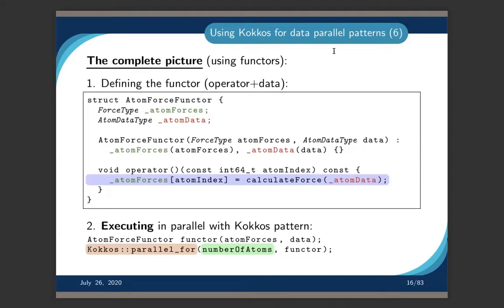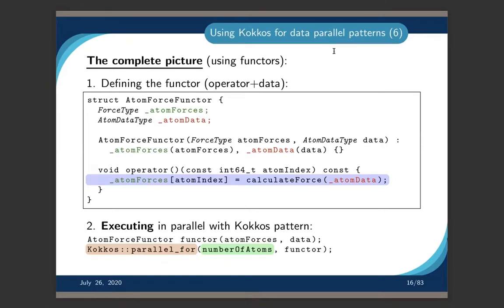So how does that now look completely if you also have the data in there with a functor? So you create that functor, you figure out in that operator, you copy essentially your loop body. And then you figure out what are all the data elements, all the data structures or whatever I access. And you make these members of a functor, data members. You write a constructor which initializes these, and then you can call parallel_for, you give it the number of iterations and that functor.